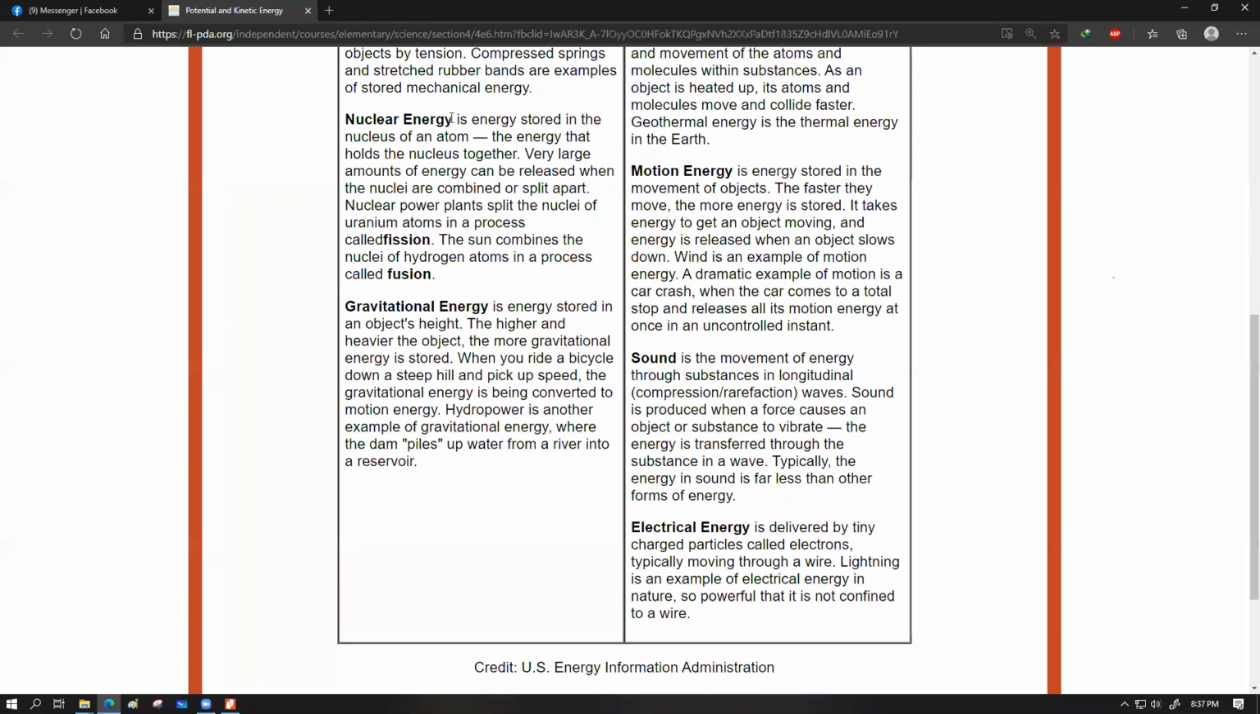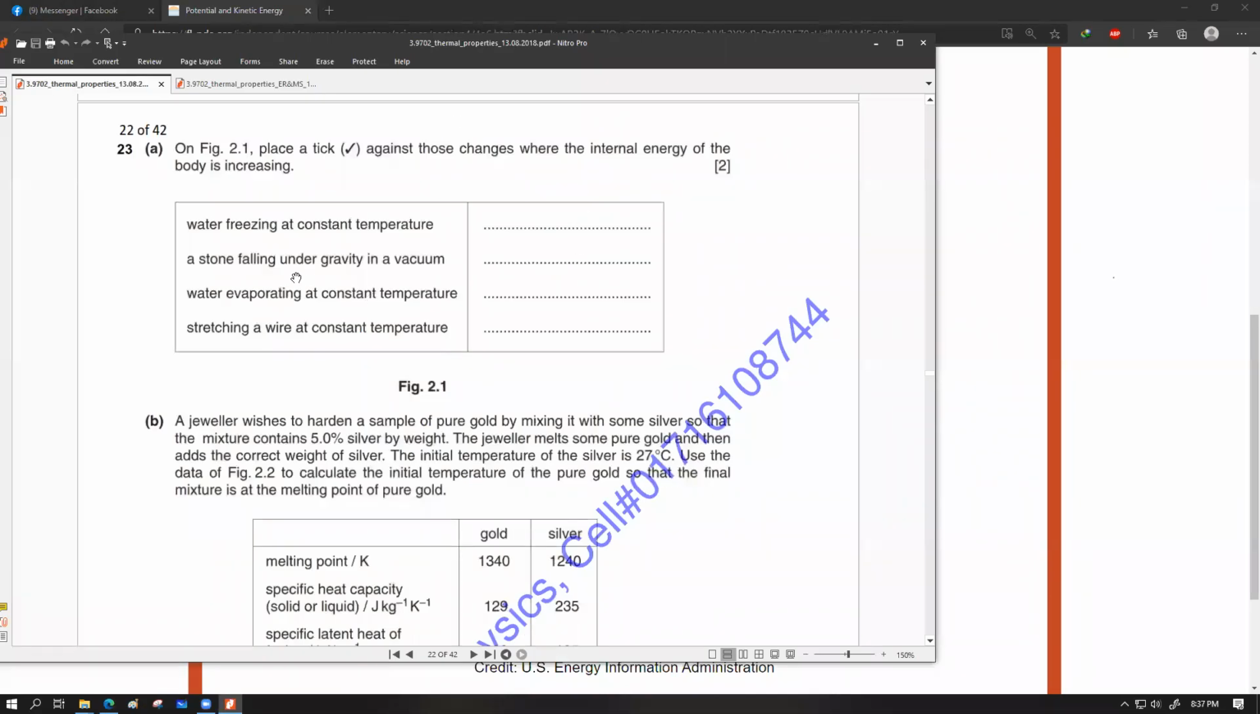Good. So let's get back to what we were saying. A stone falling under gravity in a vacuum would be a potential energy decrease scenario. So we cannot give a tick over here either. Water evaporating at constant temperature would essentially increase the potential energy because the expansion would happen. So in this case, potential energy will increase. So internal energy should increase as well. So we should give a tick over here.